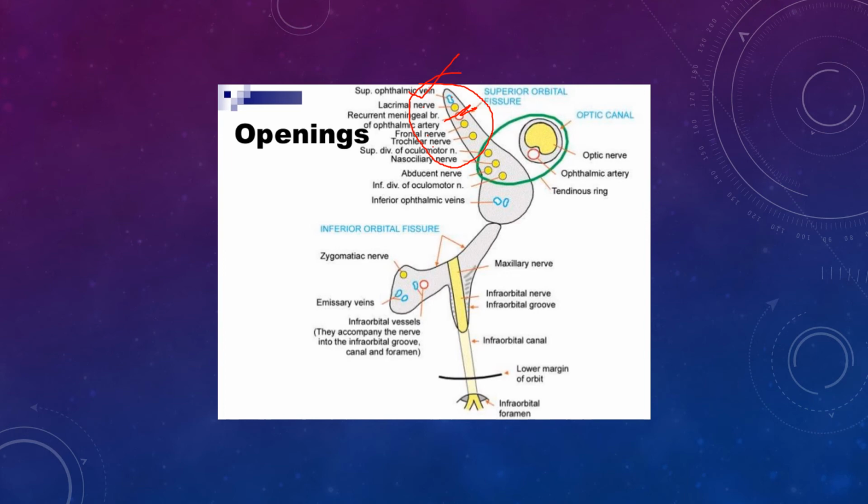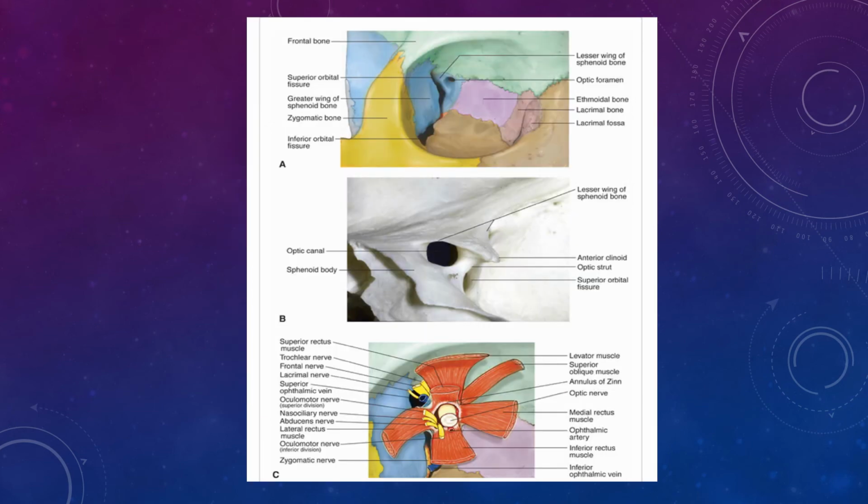Through the middle part pass the superior and the inferior division of the oculomotor nerve, that is the third nerve, the nasociliary nerve and the abducens nerve, right? The four nerves. And through the lower part pass the inferior ophthalmic veins, right?